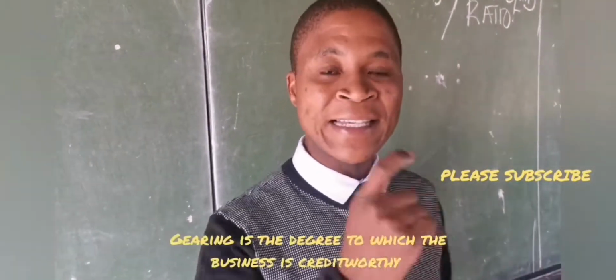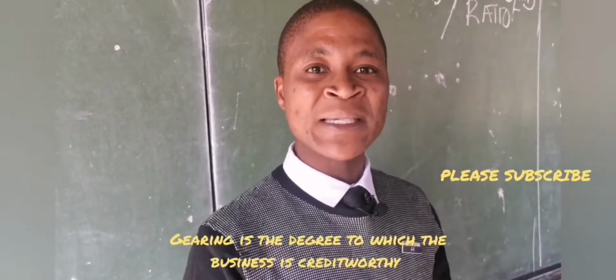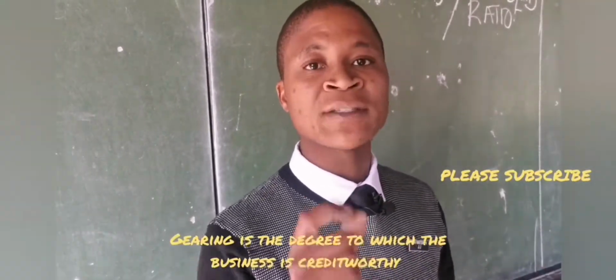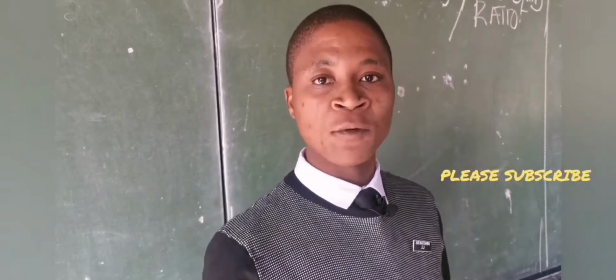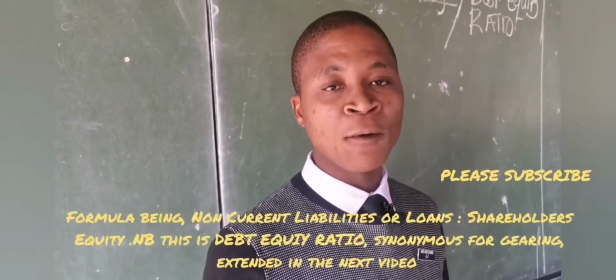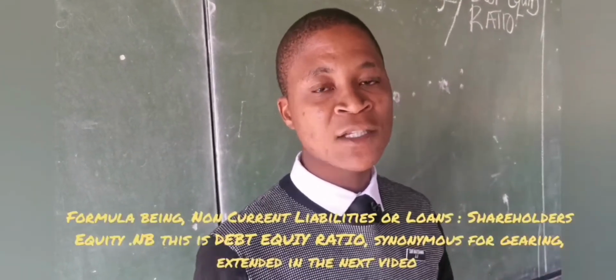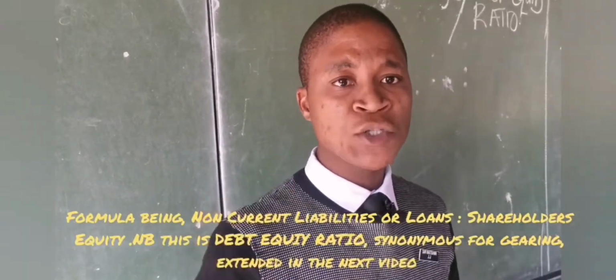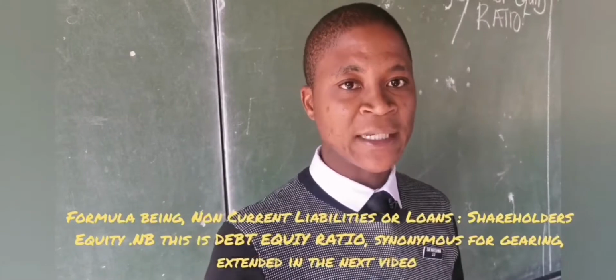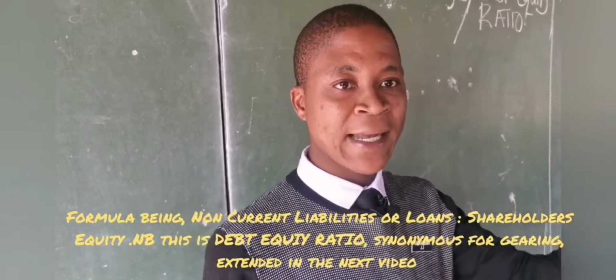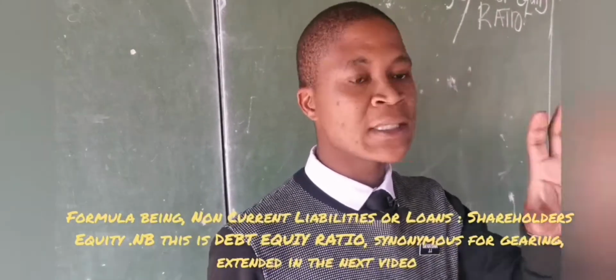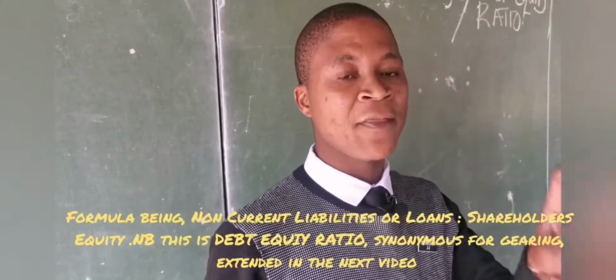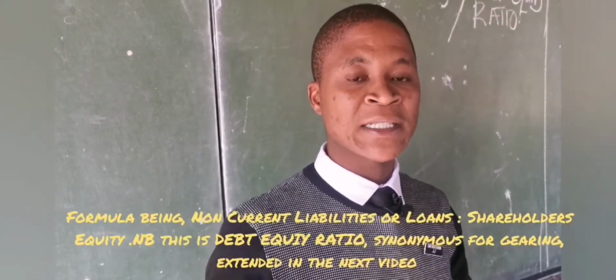So gearing is the degree to which the business is creditworthy. So it's very vital for you to know the formula for gearing. The formula being non-current liabilities, which is long-term loans, to shareholders' equity. If you know your non-current liabilities, which is your long-term loan, it's easy to locate in your question paper, and then you should also know what makes up your shareholders' equity.